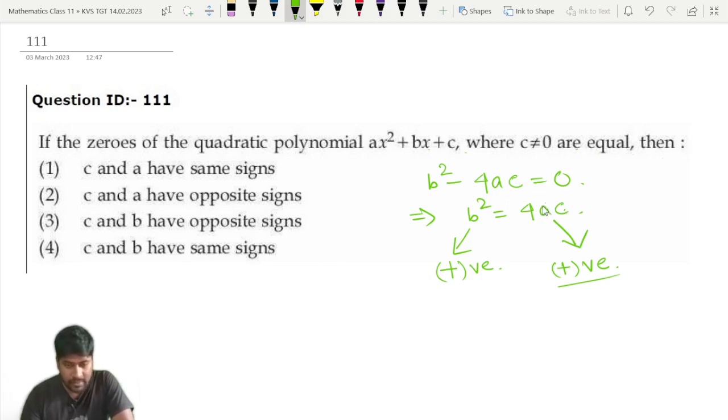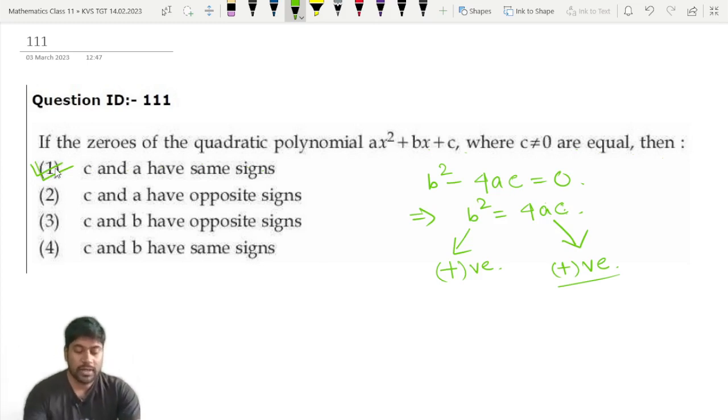Maybe both of them are positive, A and C both positive, then we will get a positive sign. If A and C are both negative, then we will also get a positive sign. But if A and C are of different sign, one is plus, another is minus, then we will get negative. So our correct answer will be that A and C must be of the same sign. So which option? C and A have same signs. Okay, option 1.